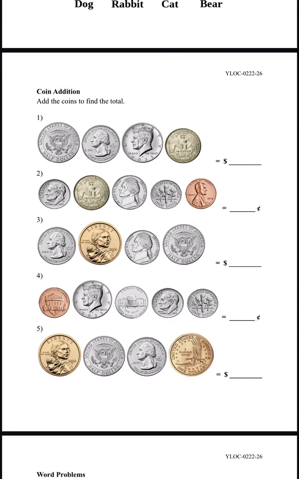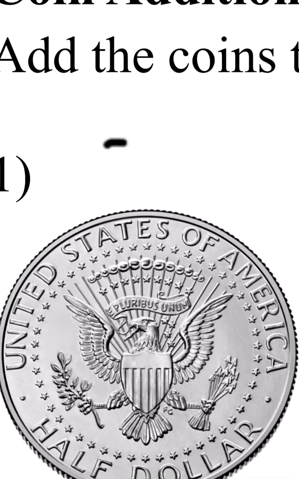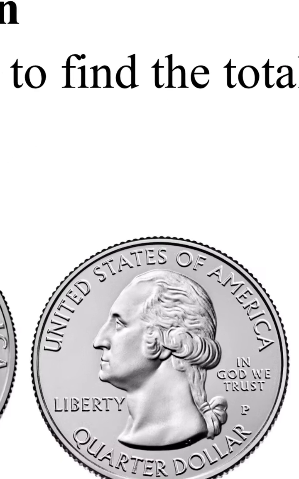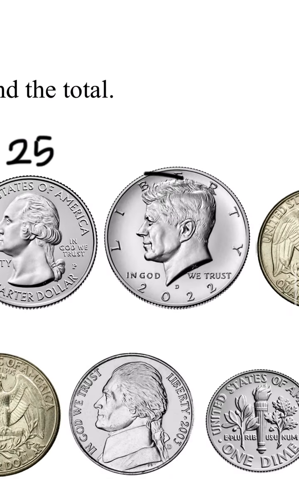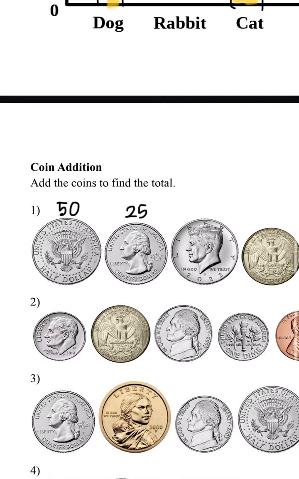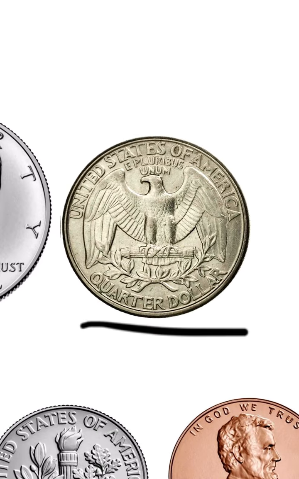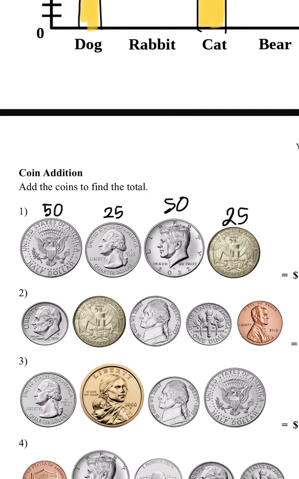For this part, we need to use the coins to find the total. So let's look at number one. This is a half dollar, and half dollar is 50 cents. Quarter dollar is 25 cents. And this one is also the same as half dollar, so it is 50 cents. And this one says quarter dollar, which is 25 cents. So now we need to add all these.